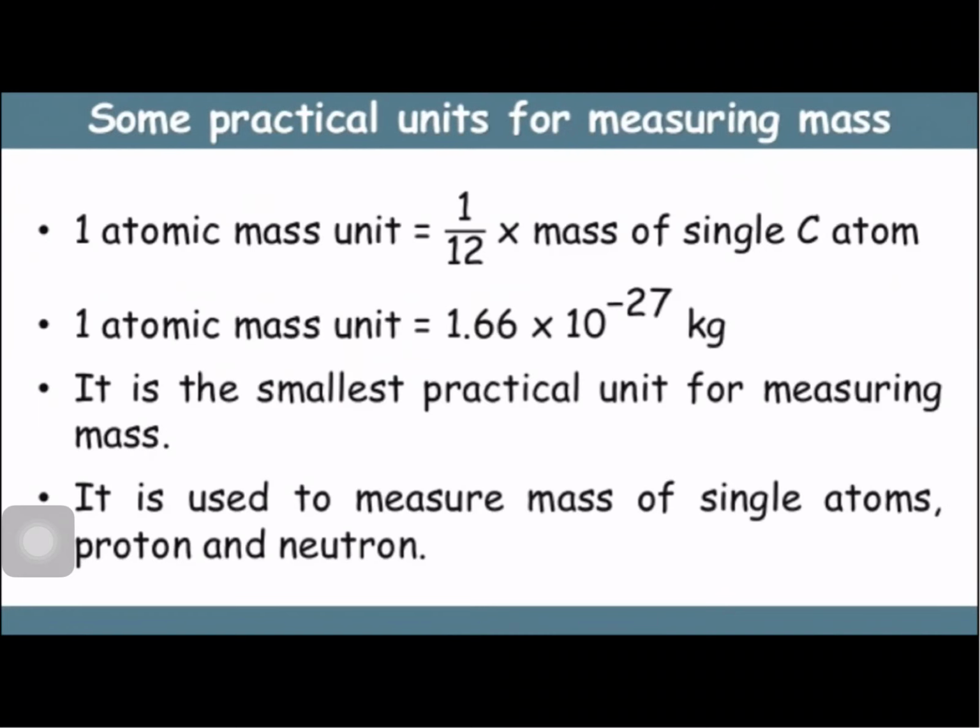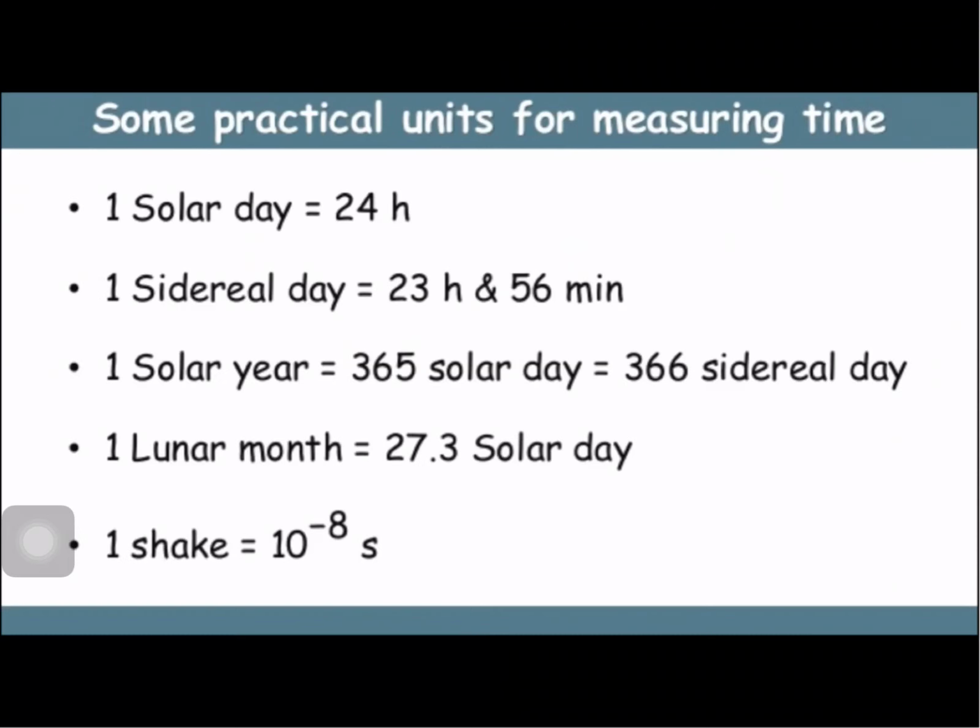Some practical units for measuring mass. 1 atomic mass unit is equal to 1 by 12 of the mass of a single carbon atom. That value is 1.66 into 10 power minus 27 kg. It is the smallest practical unit for measuring mass. It is used to measure the mass of a single atom, protons and neutrons.